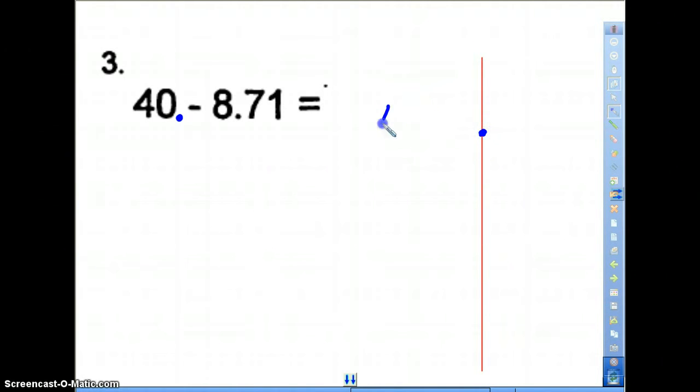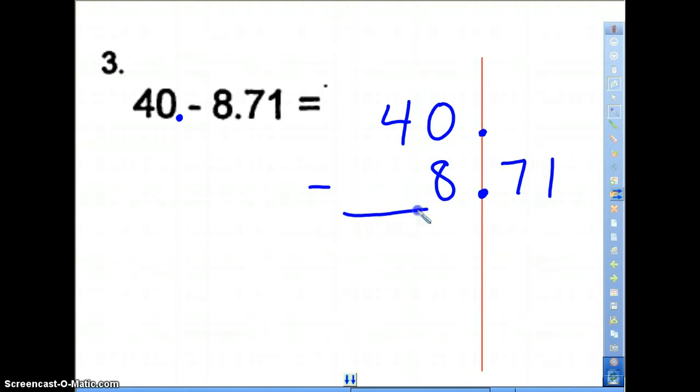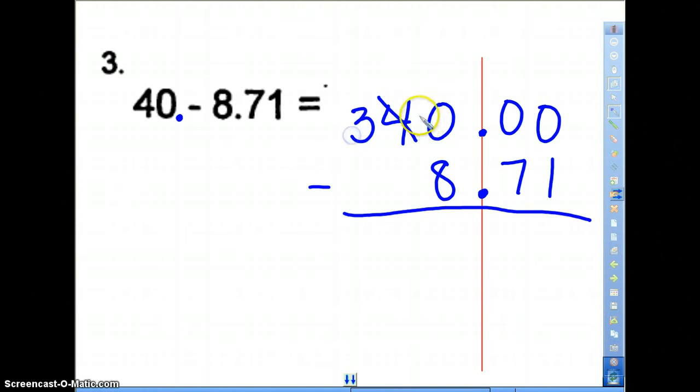So here's my 40. You can put extra zeros out here if you want to. And we're going to subtract 8.71, lining up your decimal point. And I am going to throw those extra zeros out there. Now we can subtract. And it looks like we're going to wind up borrowing, right? Here we go again. Make that a 10, make that a 9, make this a 10. Borrow 1 whole, that makes that a 9, makes this a 10.